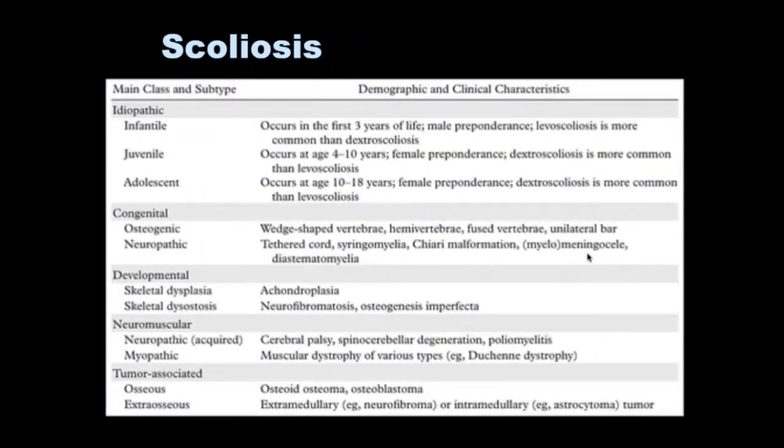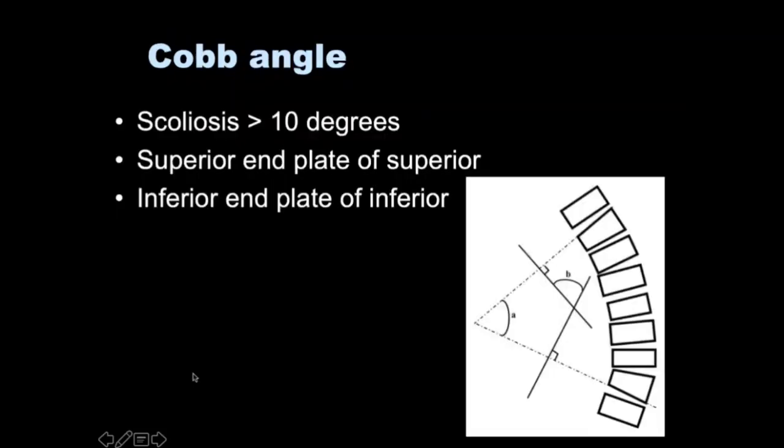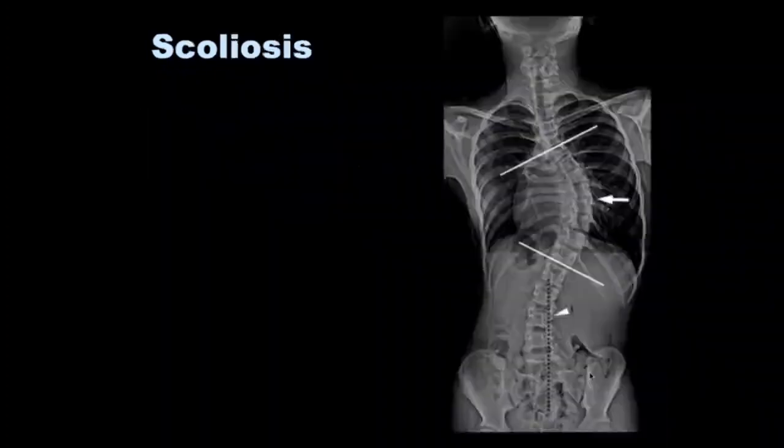Coming to a brief word about scoliosis. It's a sort of busy slide, but it's divided into different causes of scoliosis. It could be idiopathic, congenital, developmental, or tumor associated. The way to measure the scoliosis is looking at a coronal image and drawing an angle from the superior aspect of the superior end plate of the vertebra, where the curvature of the spine is, and the inferior aspect of the inferior end plate of the vertebra, of the inferior aspect of the curvature.